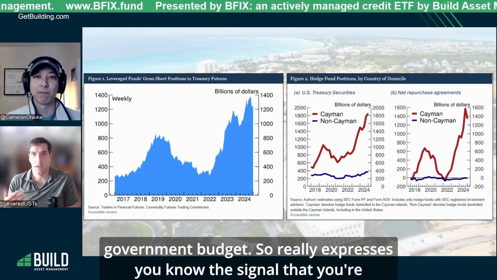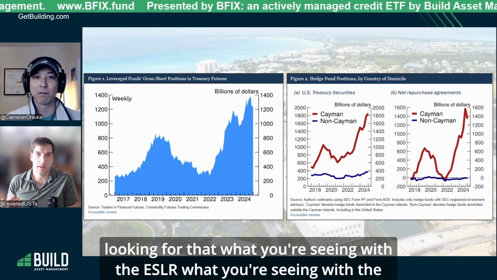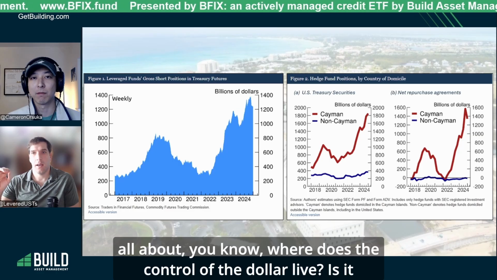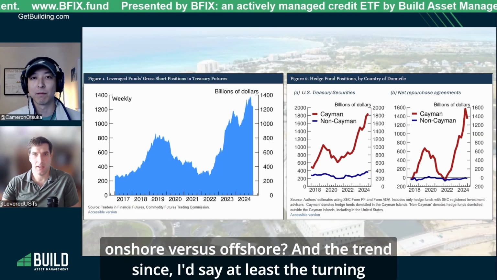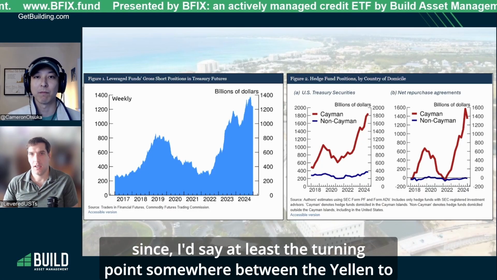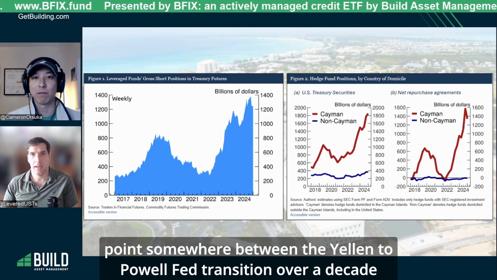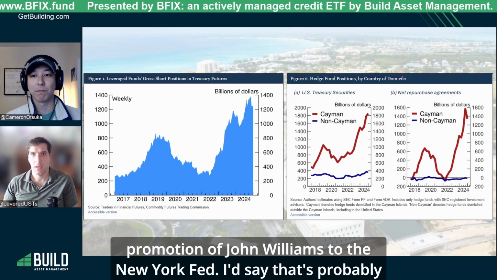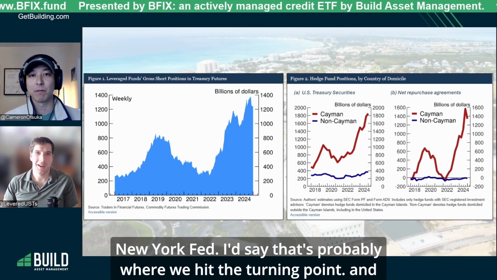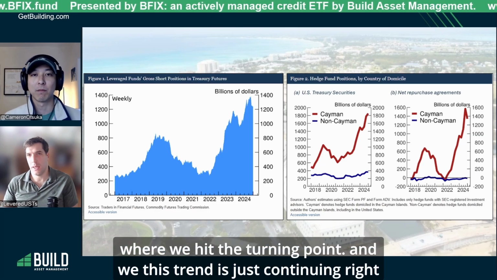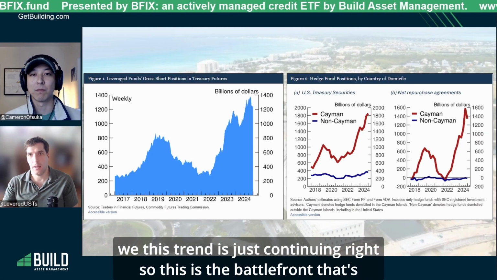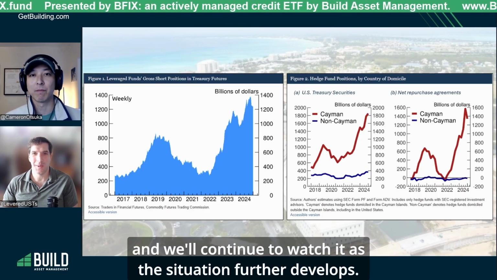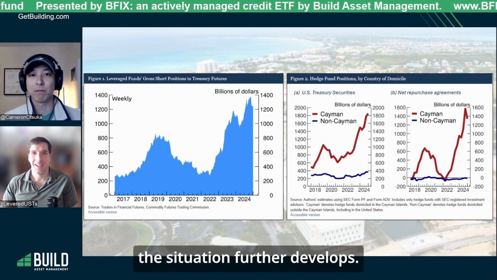So that really expresses the signal that you're looking for, that what you're seeing with the ESLR, what you're seeing with the other moves, the tariffs, et cetera, it's all about where does the control of the dollar live? Is it onshore versus offshore? And the trend since, I'd say at least the turning point somewhere between the Yellen to Powell Fed transition over a decade ago at this point, also the promotion of John Williams to the New York Fed, I'd say that's probably where we hit the turning point. And this trend is just continuing, right? So this is the battlefront that's emerging in the global capital wars, and we'll continue to watch it as the situation further develops.